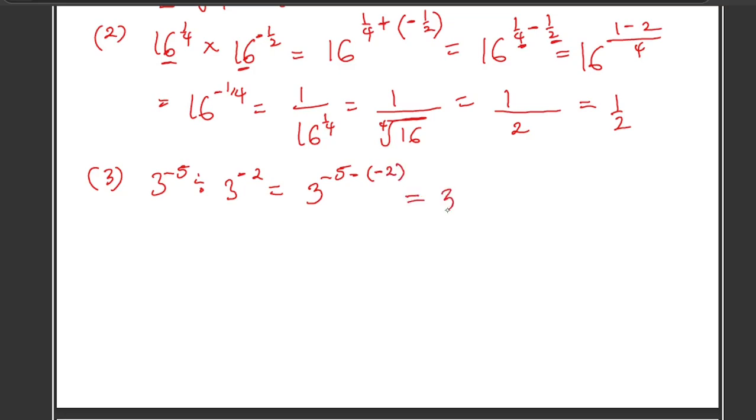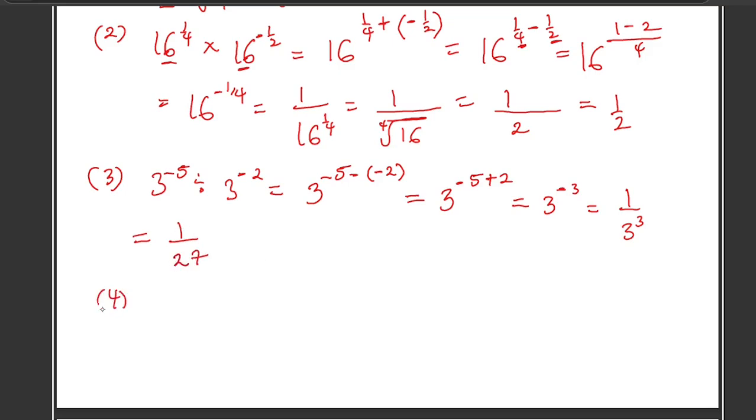Then here it is minus 5 plus 2, and it becomes 3 to the power minus 3. Now let's remove the negative sign. It becomes 1 over 3 raised to the power 3. It is simply 1 over 3 times 3 times 3. That's 27, so 1 over 27.